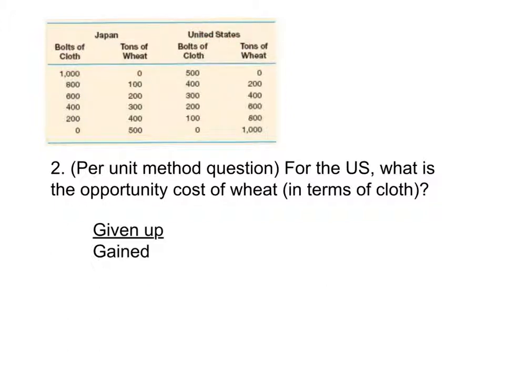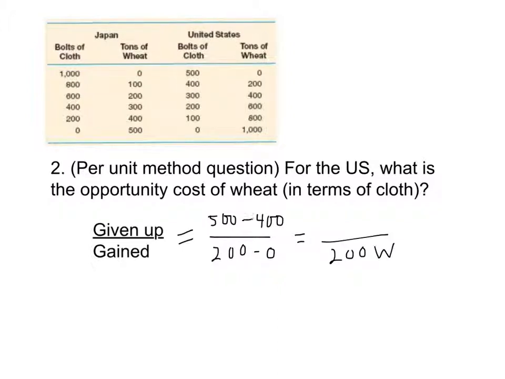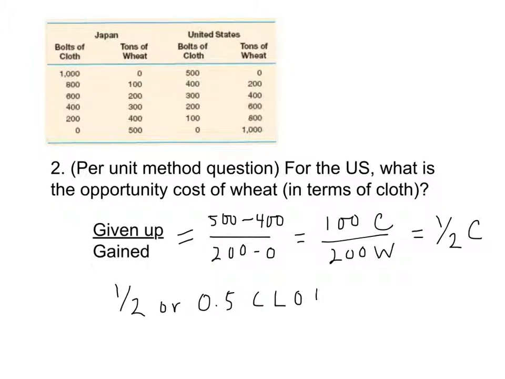Using the data for the United States, what we see is when they begin to produce wheat, going from 0 to 200, they have to give up 100 units. So filling in our equation, given up over gained equals, on the bottom we have gained 200 minus 0 wheat, or a total of 200 wheat. And we have given up 500 minus 400, or 100 cloth. This reduces to 1/2 cloth per unit of wheat. So the final answer to our question is 1/2, or 0.5, bolts of cloth. This is the per unit opportunity cost of wheat for the United States.